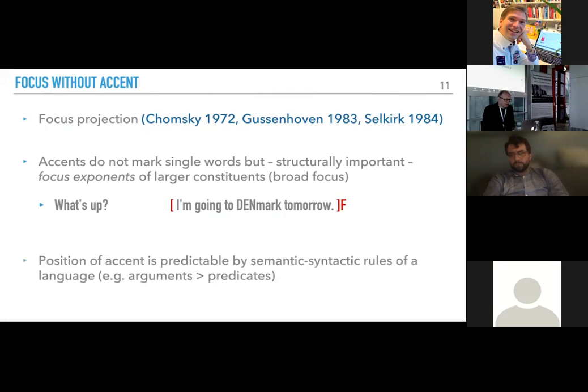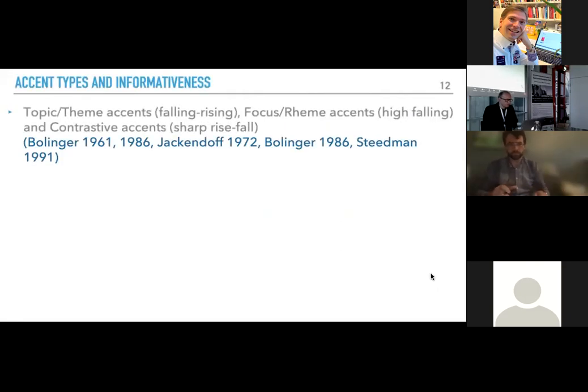And the position of an accent is to some extent predictable by syntactic rules of a language. In English and German, for example, we know that arguments as obligatory verbal complements are more likely to receive pitch accent than predicates if they occur in the same focus domain. Focus projection rules are widely accepted, but also is the idea that pitch accents mark informativeness, so in West Germanic languages at least, and that specific pitch accent types are particularly appropriate markers of certain levels of informativeness, such as topic, focus, or contrastive focus.